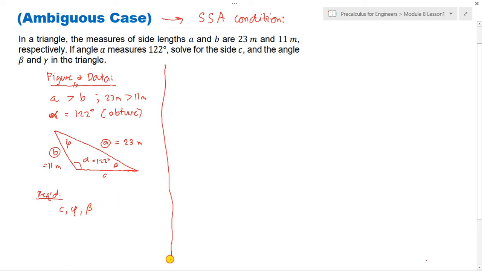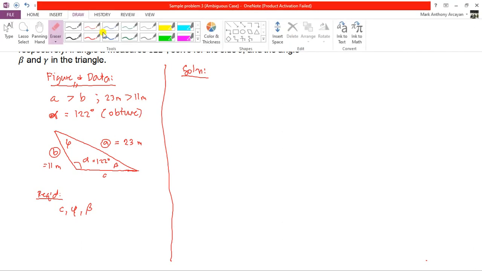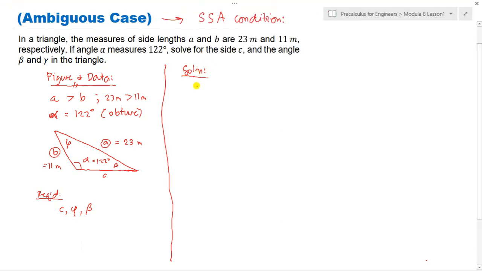So solution. Again, it is the ambiguous case first. Now, let's solve for side C. Can we solve for side C? I think not, because the angle gamma is not here. So we can do this one. We solve first for angle beta. Why did I choose angle beta first?